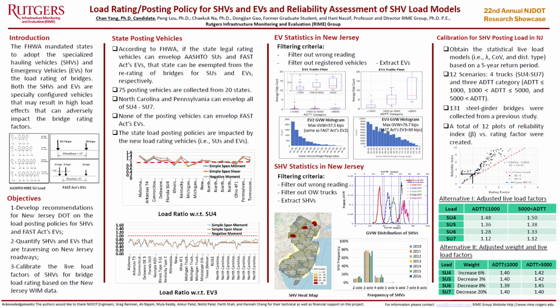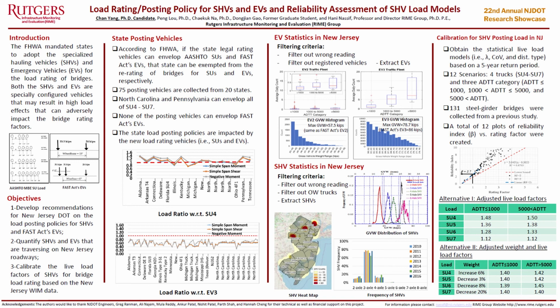First of all, according to the Federal Highway Administration, if the state rating vehicles can envelope the SUs and EVs, that state can be exempted from re-rating the bridges for the SUs and EVs. Because of this, 75 posting vehicles were collected from 20 states, and those posting vehicles were compared with the SUs and EVs in terms of their load effects.